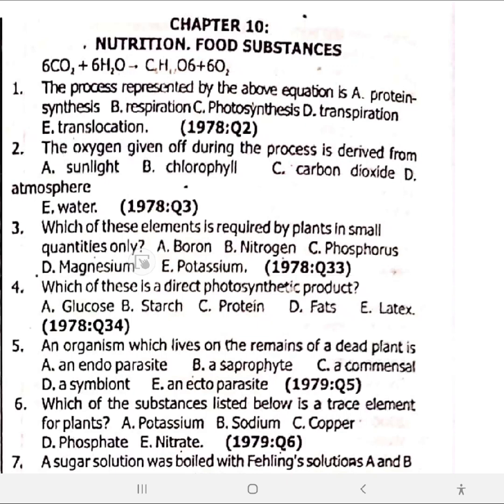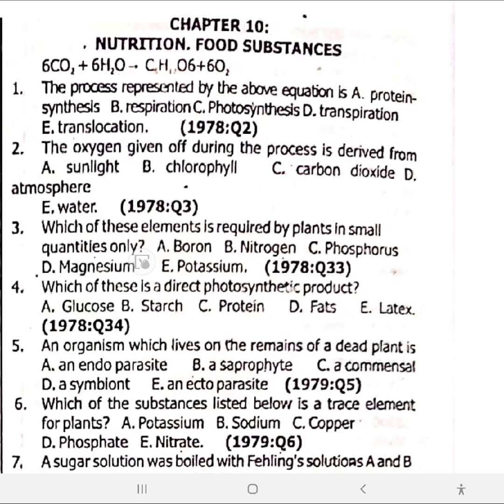Next, nutrients or elements required by plants in large quantities are called macronutrients. Macro is spelled M-A-C-R-O. Number 1, nitrogen. Number 2, sulfur. 3, phosphorus. 4, magnesium. 5, potassium. 6, calcium. And 7, iron. These are required in large quantities by plants.